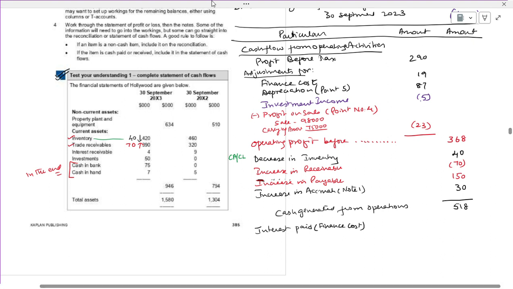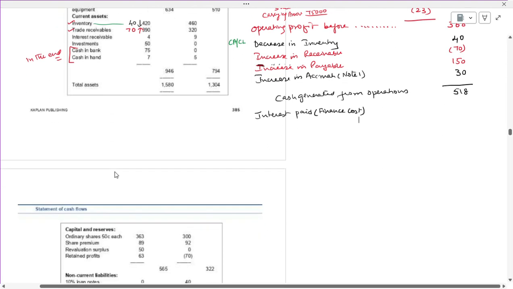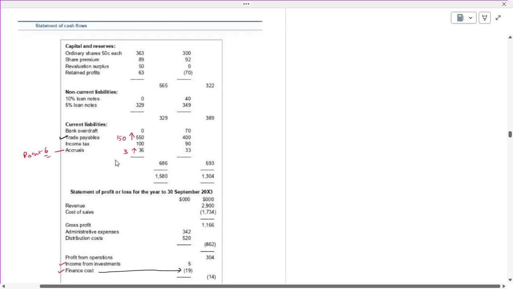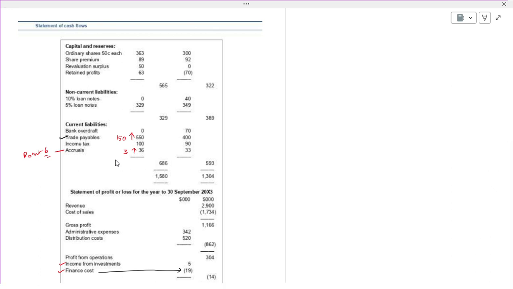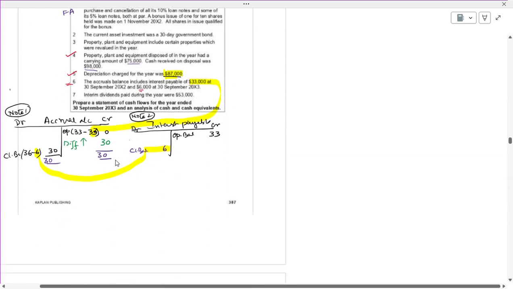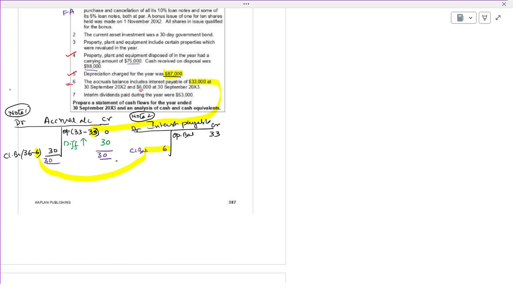In the finance cost, how much is there? Where is the finance cost? Fine. How much is the finance cost in note 2? Opening balance is 33, closing balance is 6. Is it right? Is it okay? Note number 2.